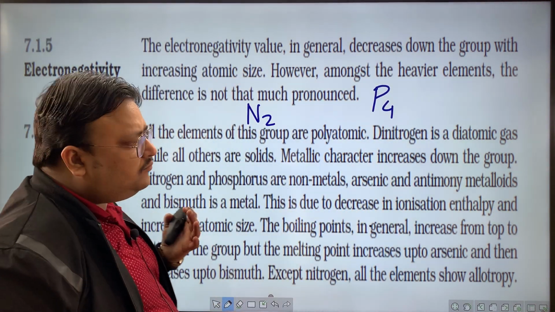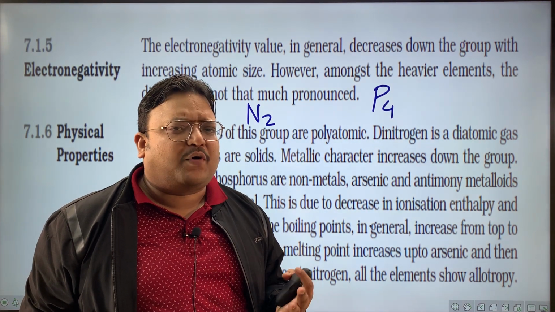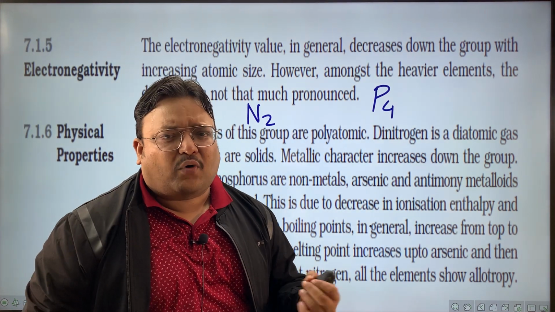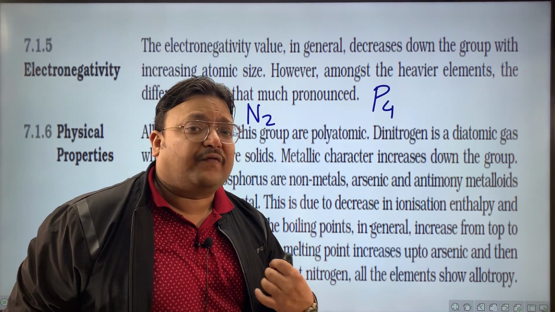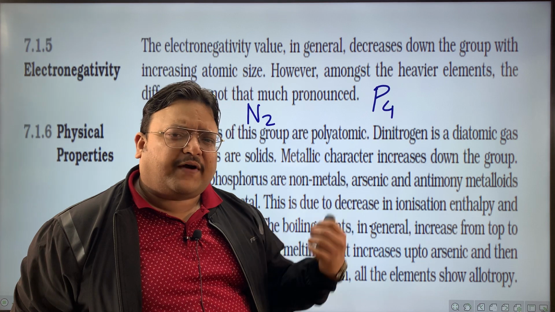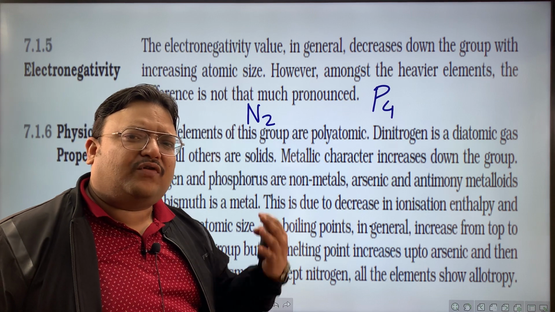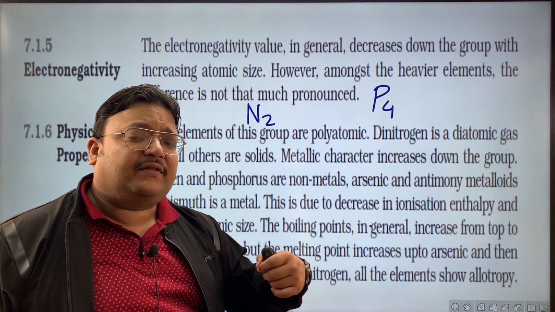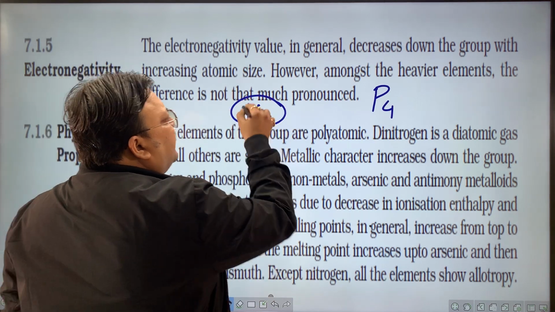Remember, the state of matter will depend upon the boiling point and melting point, and the boiling point and melting point will depend upon the intermolecular forces, and the intermolecular forces, van der Waals forces, will depend upon the molecular weight. This is a general tendency in all the groups. Generally, moving down, you would find gas becoming liquid, becoming solid, because moving down the group, the molecular weight increases. Here the molecular weight increases not only because of the increase in subatomic particles, but also because nitrogen is diatomic and the others are tetraatomic.